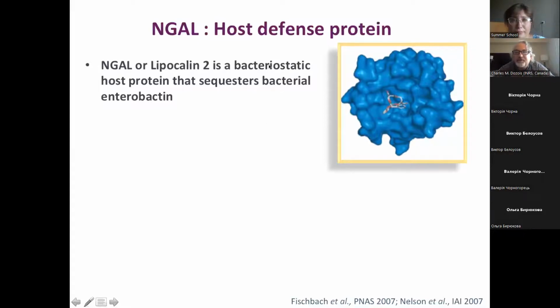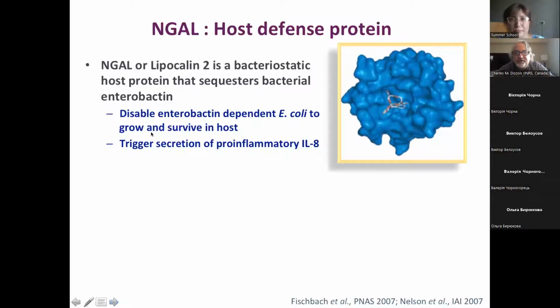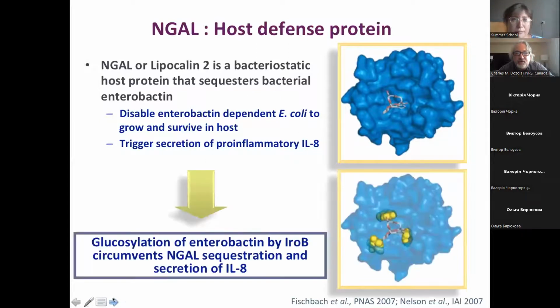And so it turns out that this host defense protein can sequester the iron sequesterer of commensal E. coli to neutralize it. That's actually detected as a pattern recognition sequence by some bacteria and can trigger IL-8 production. And it turns out that when you glycosylate this molecule, it's a means that has allowed Salmonella and some pathogenic E. coli to circumvent the host defense response, and so make their iron sequestering molecule impervious to the capture that siderocalin or lipocalin-2 is capable of.